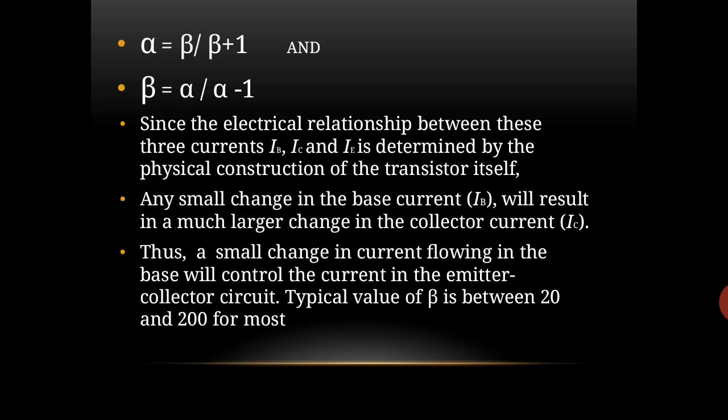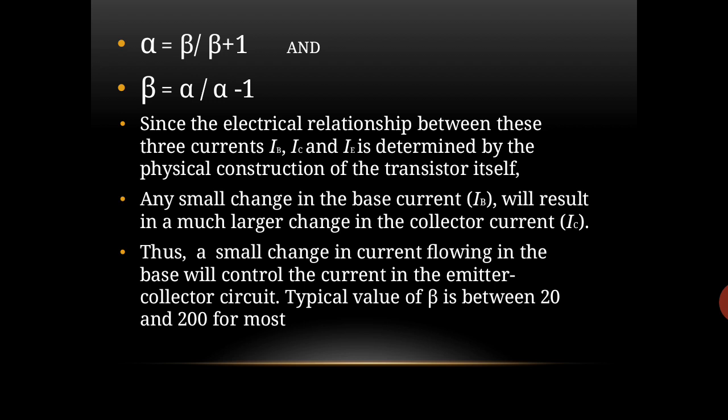Hence we get this relation: alpha is equal to beta upon beta plus 1, and beta is equal to alpha upon 1 minus alpha. Now how do we get this equation? We need to derive it. Okay, so let's see in the next slide. Since the electrical relationship between these three currents IB, IC and IE is determined by the physical construction of the transistor itself, any small change in the base current will result in a much larger change in the collector current.